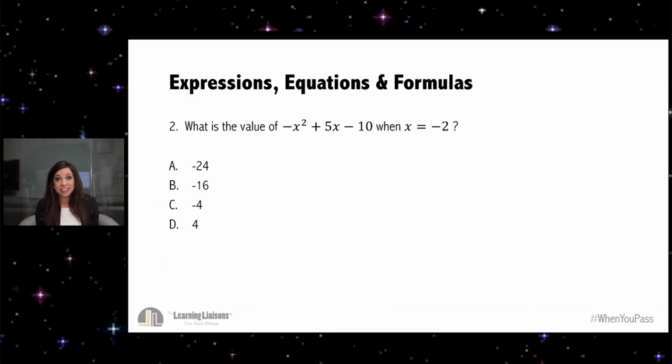All right, let's check out question number 2. What is the value of negative x squared plus 5x minus 10 when x equals negative 2? A, negative 24. B, negative 16. C, negative 4. Or D, 4. I'm going to give you 60 seconds to try this problem.